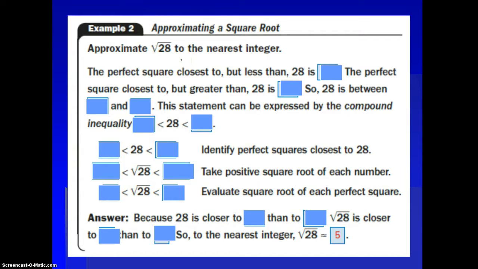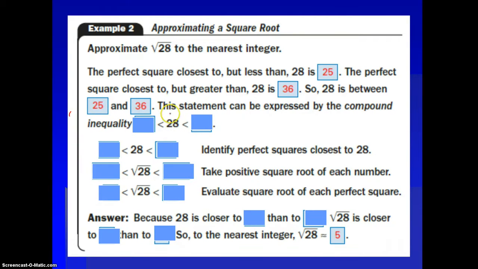Sometimes we don't always have perfect square roots. The ones from before were perfect square roots because they didn't give you a decimal answer. We can approximate numbers that are not perfect. So the square root of 28. Well, there is no number multiplied by itself that equals 28. The closest one is 25, and if you go higher, you can say 36. So the square root of 28 is between the square roots of 25 and 36.